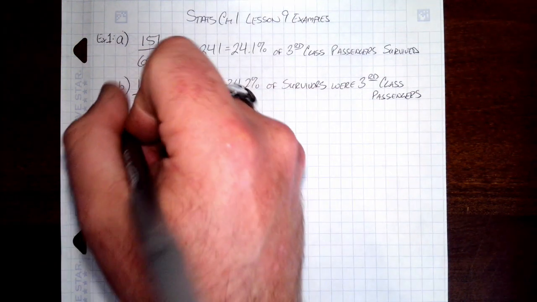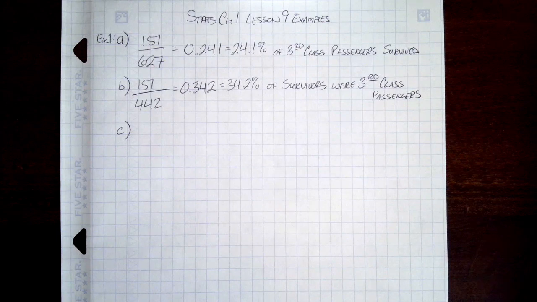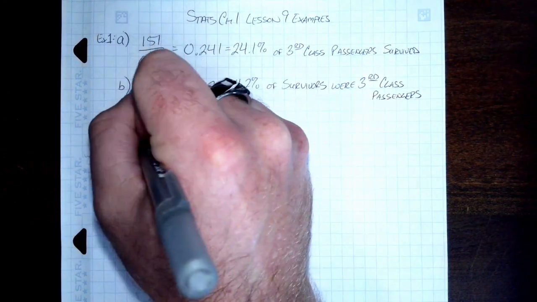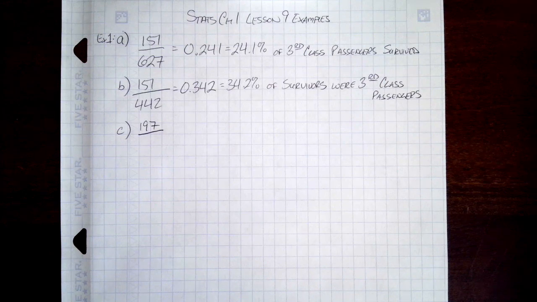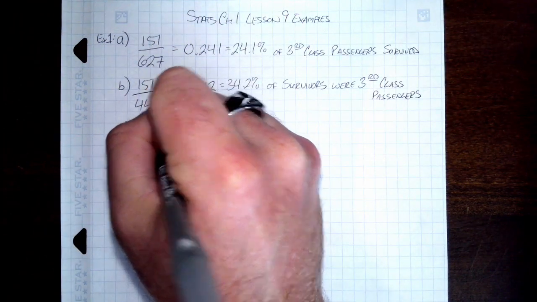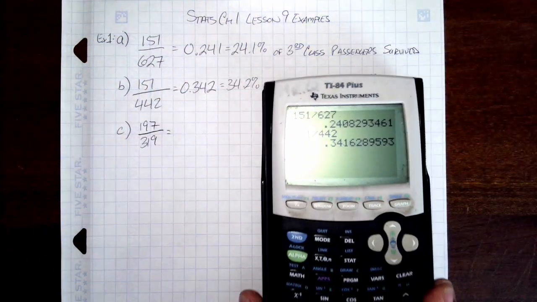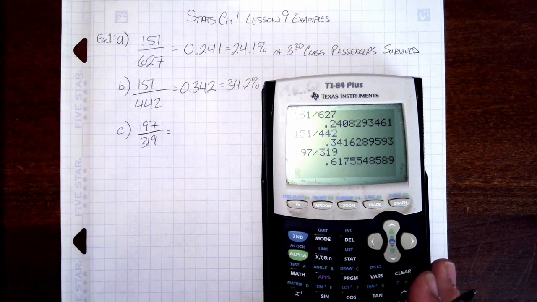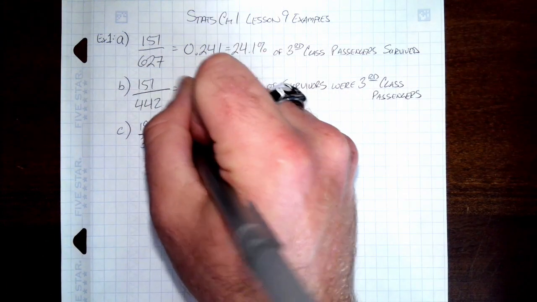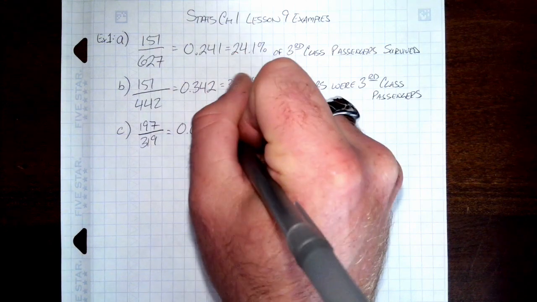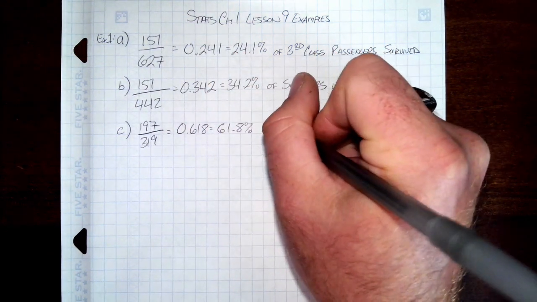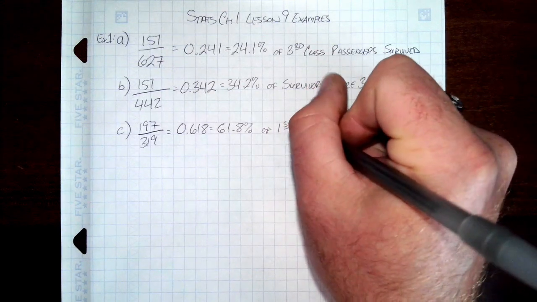What percent of the first class passengers survived? So 197 first class survivors out of a total of 319 first class passengers. 197 out of 319 is 61.8% of first class passengers survived.